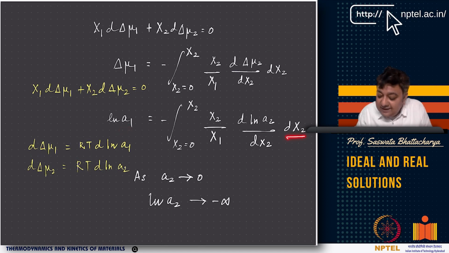And again x2 goes from x2 equal to 0, that is pure 1, the pure component 1, to the mixture composition, which is x2, okay? So as A2 tends to 0, say for example, ln A2 will tend to minus infinity, correct?